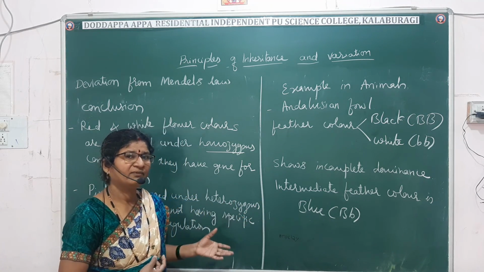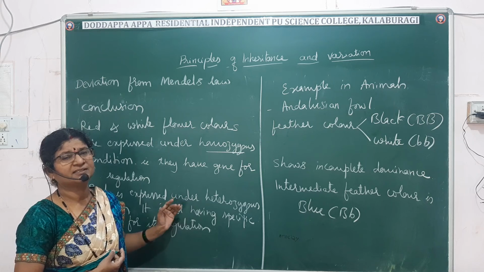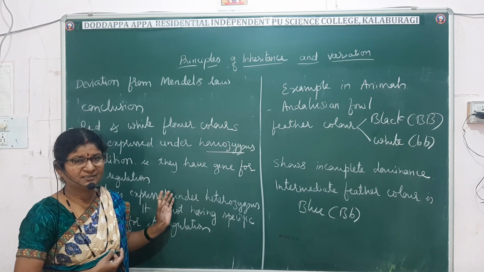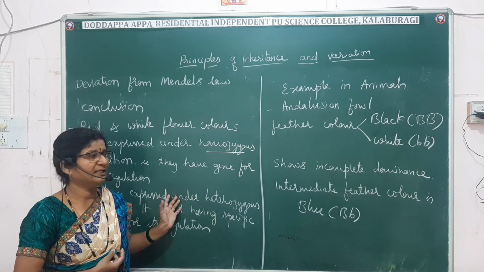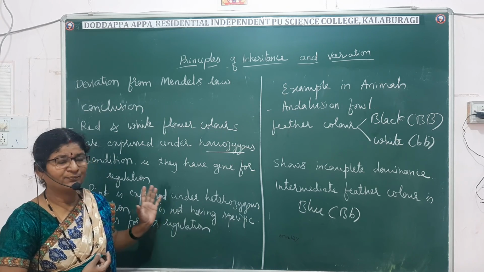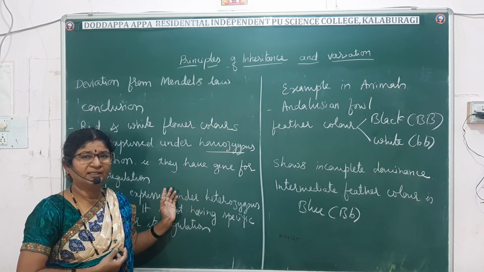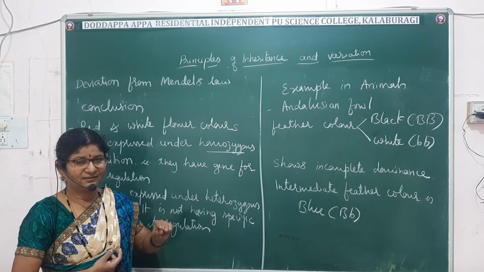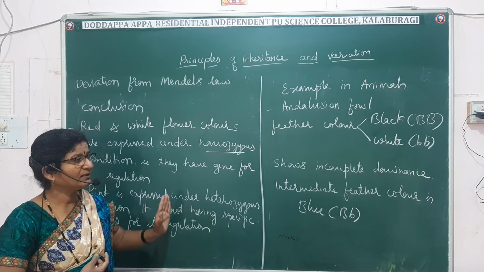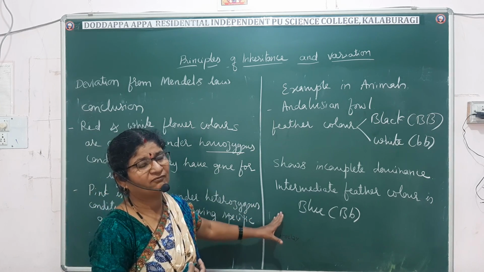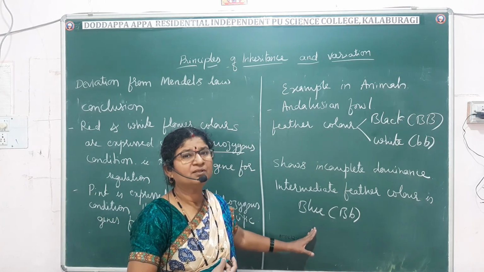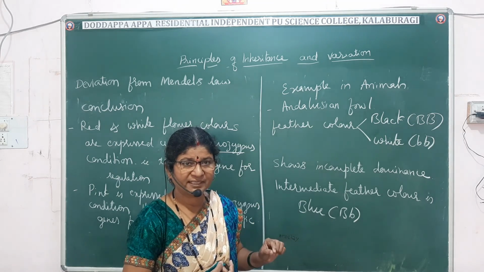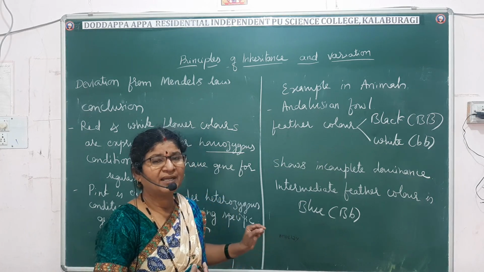That I told, and then we discussed incomplete dominance in the snapdragon flower, which is important for your theory exam for 5 marks, and questions will be asked in NEET and CET as well. And what is the important conclusion there? In the heterozygous condition you will get an intermediate color, and for that color there are no specific genes. And one animal example we have taken, the Andalusian fowl, which you have to do by yourself. In the next class we will take the next example, which shows a deviation from Mendel's principle.